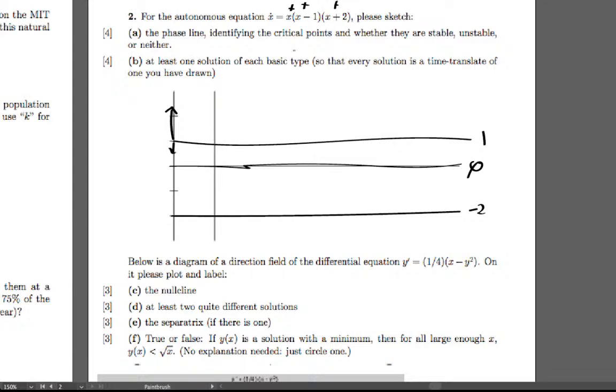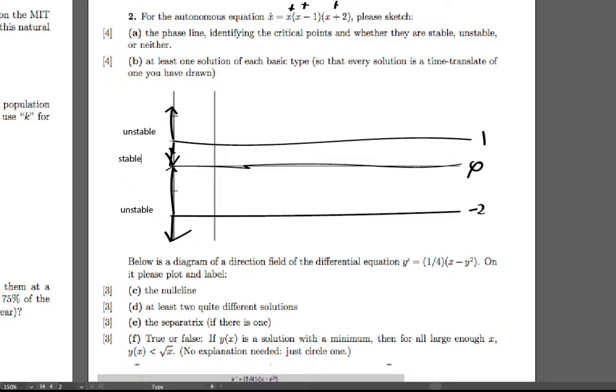So this guy goes down. But then what happens when it goes slightly below 0 or slightly above negative 2? When it's slightly below 0, it would go something like that. And then when it is below negative 2, it would go out. So with this, you can actually see that this guy here is unstable. This one here is unstable. And this one here is stable. So that's basically the sketch that I would draw.